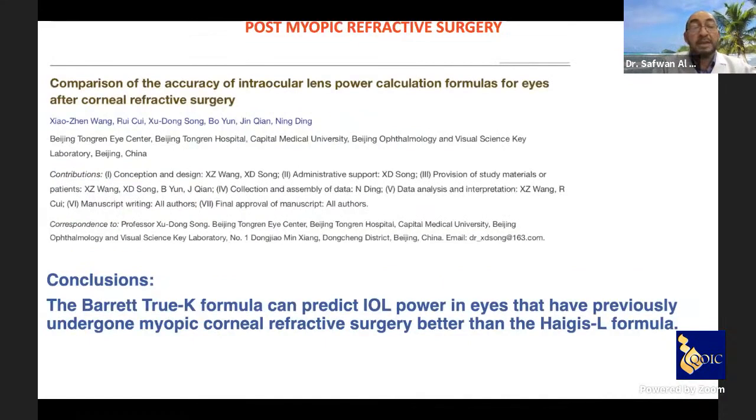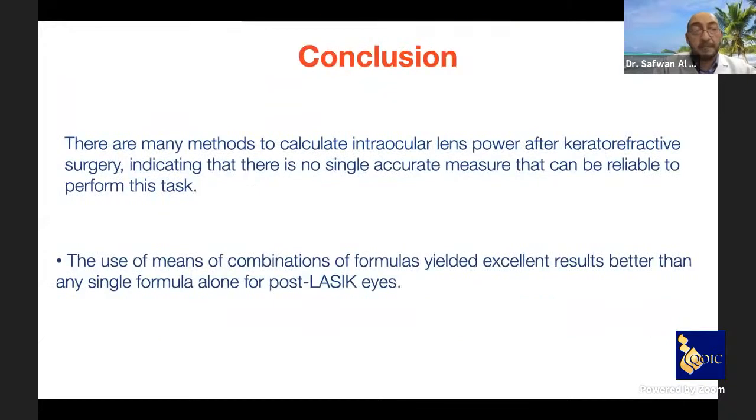With the conclusion, the Barrett True K formula can predict IOL power in eyes that have previously undergone myopic corneal refractive surgery better than the Haigis-L formula in other studies.